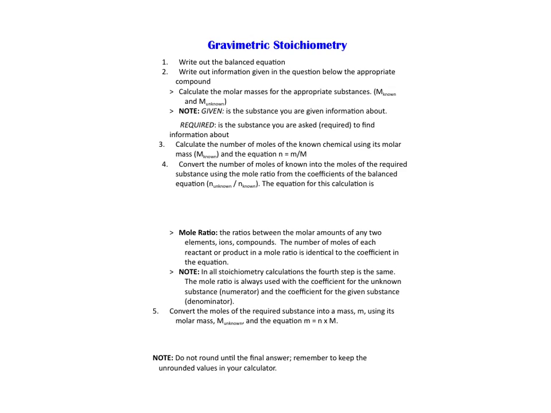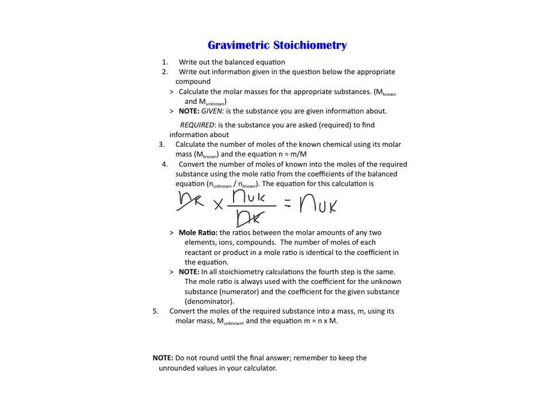After we write out what we know, we're going to calculate the number of moles of that known chemical using its molar mass and the equation n is equal to little m over big M. Once we have moles of that known, we can convert it into the moles of the required or unknown substance using the mole ratio from the coefficients of the balanced equation. So we're going to have moles of our known, and we will cancel moles of known on the bottom of one fraction, and we're looking for moles of our unknown so that we can solve for it. This will give us moles of our unknown because moles of known will cancel.